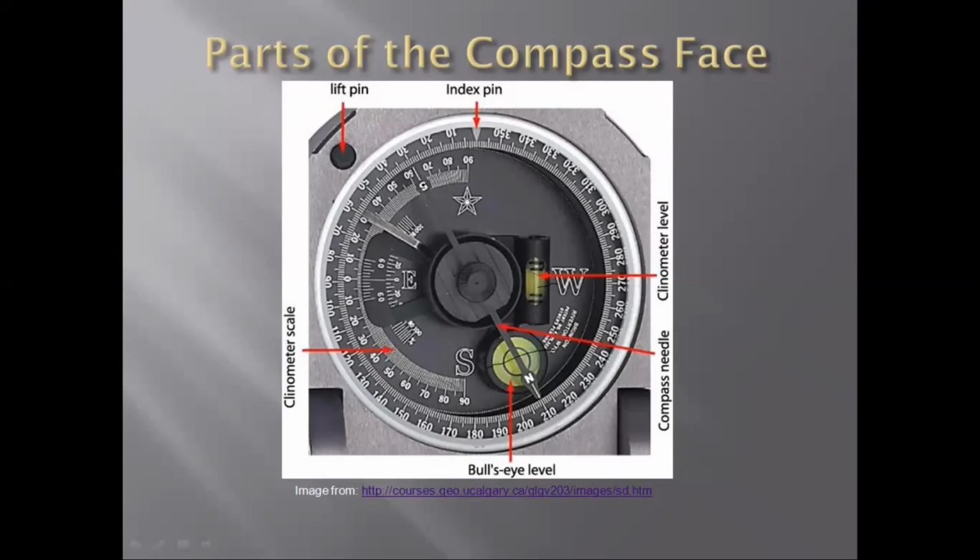Similarly, for strike, we use this needle, and for dip, we use this scale. You will see that there is a small scale inside the Brunton, and this is the scale we use for measuring the dip angle. Okay, these are some of the main highlights and parts of the Brunton compass.